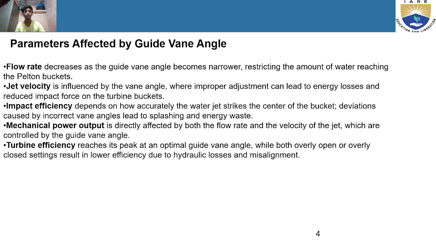Next is turbine efficiency. Turbine efficiency reaches its peak at an optimal guideway angle, while both overly open and overly closed settings result in lower efficiency due to hydraulic losses and misalignment. So if the hydraulic buckets or vanes are misaligned, the turbine efficiency also decreases. And if the mechanical efficiency is also decreased, automatically turbine efficiency is also decreased.